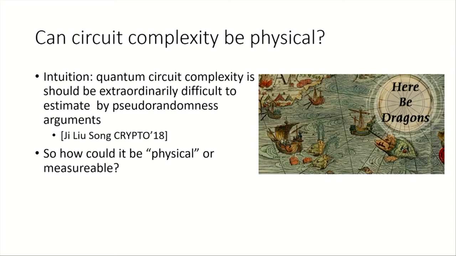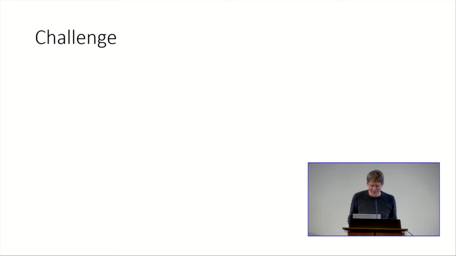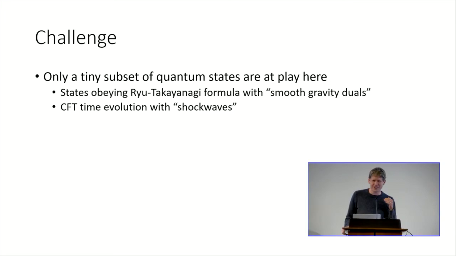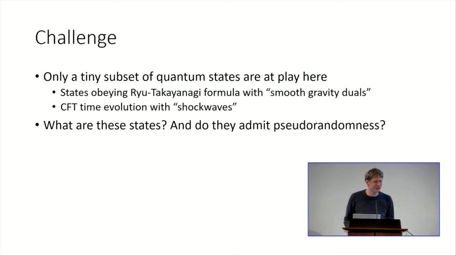Well, it turns out that formalizing this kind of discomfort that a complexity theorist feels with this conjecture is surprisingly difficult. The reason is that there's only a very tiny subset of quantum states that are at play in this conjecture. And secondly, the states that the physicists are considering in making this conjecture are described in a very physics-y language, where it's not entirely clear what they mean from a computer science standpoint. So one thing that we set out to do in this work is to figure out what these states are, and do they admit pseudo-randomness? And if so, what does this mean for AdS/CFT?